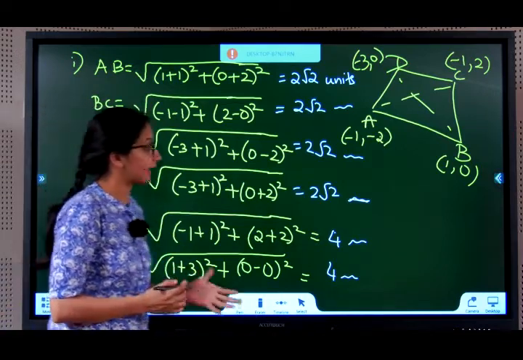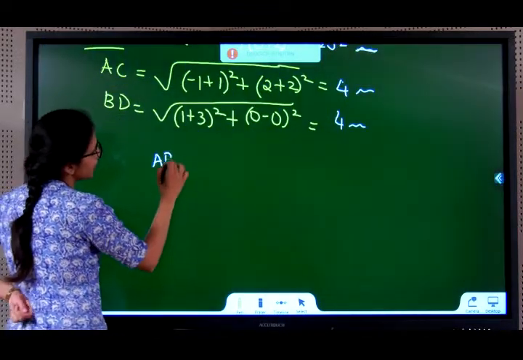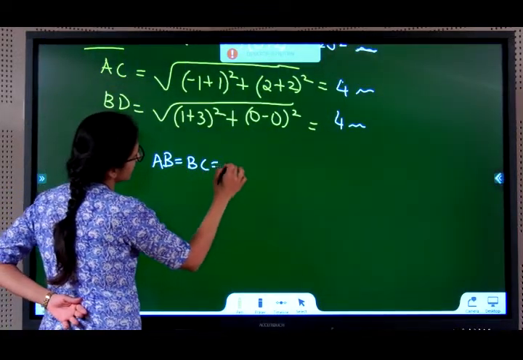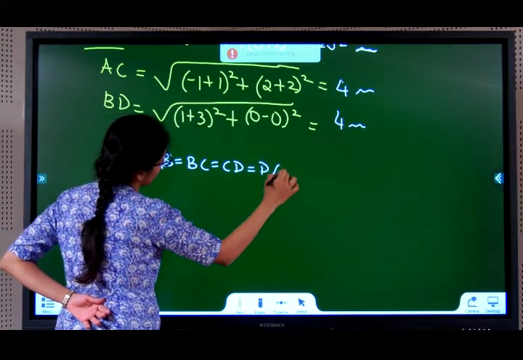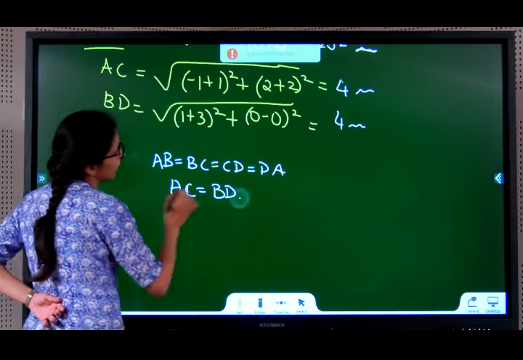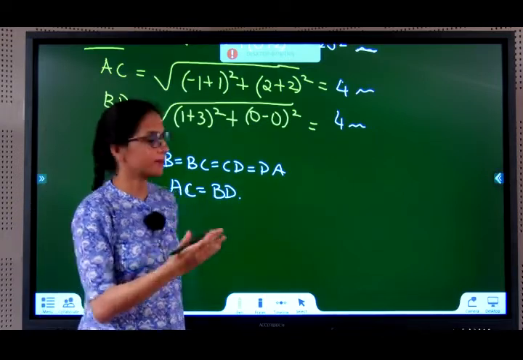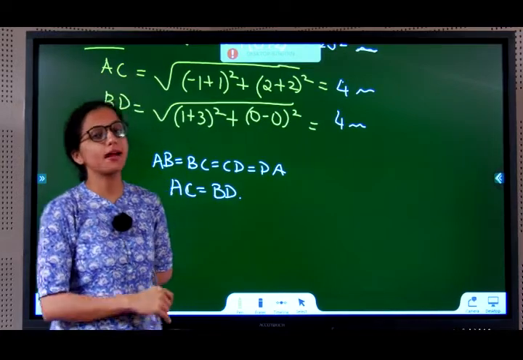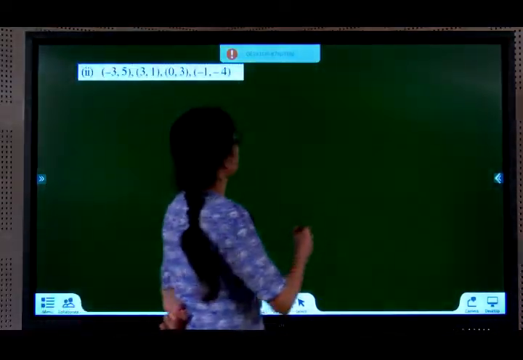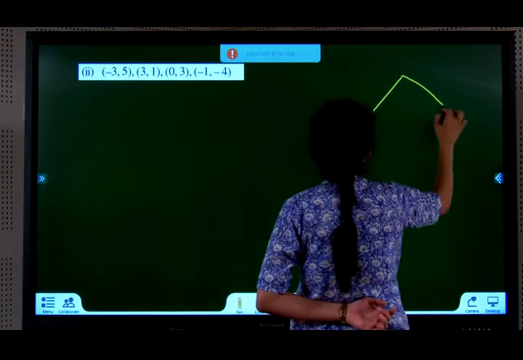So, now what will we write in the last? Since AB equals BC equals CD equals DA and AC equals BD, the given quadrilateral is a square. Why? Because sides are equal and diagonals are equal. Next question. So, you have 4 points given. It's the sixth one itself, sub question.